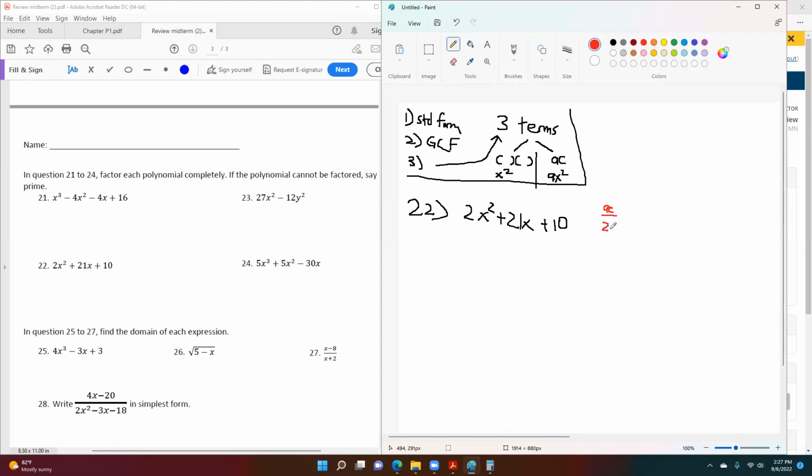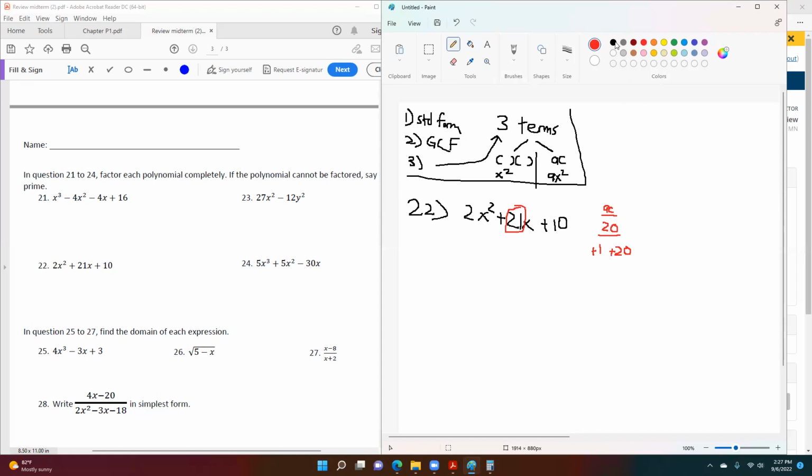So 2 times 10 is 20, right? So you have to give me all the factors for 20, but when you add them, you get what? 21. So the only pair that works here will be 1 and 20, because 1 plus 20 will give us 21, and then 1 times 20 will give us 20.